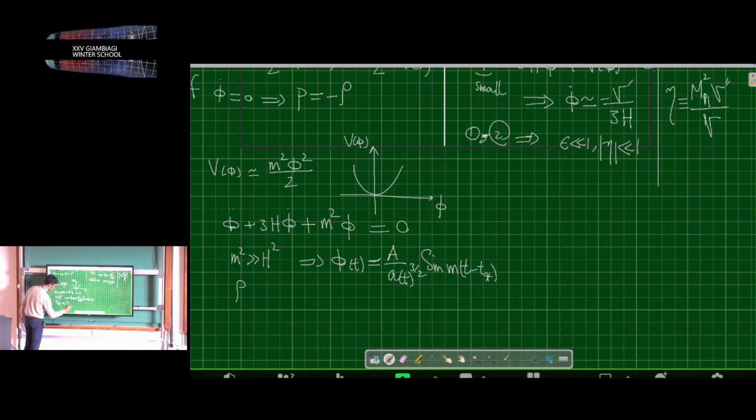Yes? What does delta represent? Delta? What delta? V. Yeah. A over a of t. Delta. No, there is no delta. Is this the sine? This, right? It's just sine.